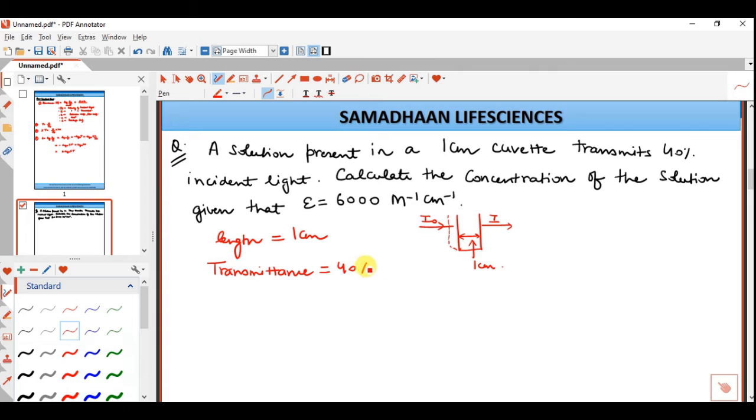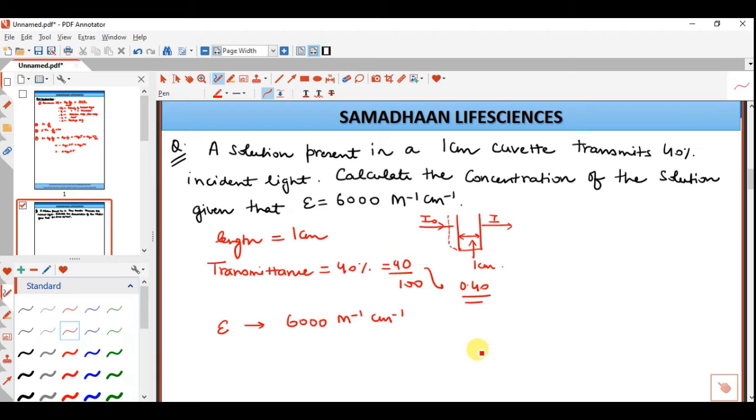Transmittance is equal to 40%, or you can rewrite it as 40 upon 100, or 0.40. So this is the transmittance, right? Again, the next thing that has been given to you is epsilon. Epsilon is the molar absorptivity coefficient and it has been given to you as 6000 mole inverse centimeter inverse.